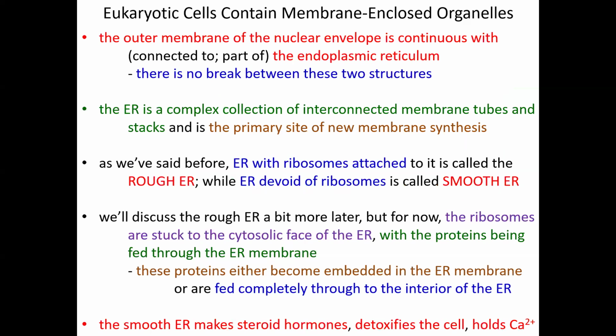In addition to making phospholipids, the smooth ER also makes many of the steroid hormones: testosterone, estrogen, progesterone. It's a detoxifier of the cell. Some people will refer to the smooth ER as the cell's liver, right? The lysosome is the cell's stomach, smooth ER is the cell's liver.